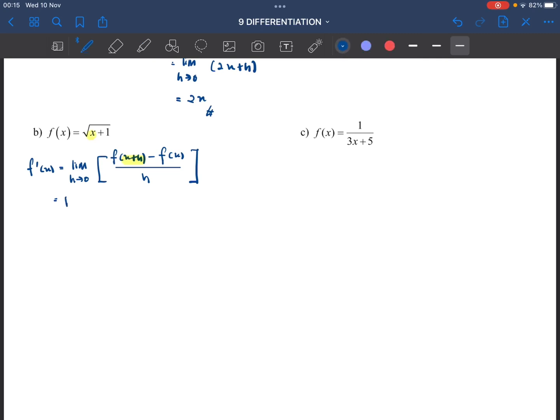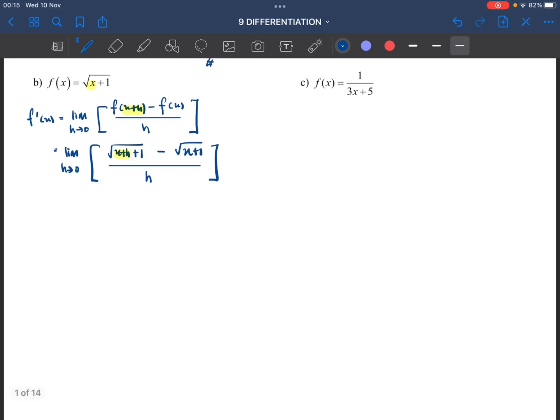The expression is going to be like this: square root, x replaced with x plus h, so it's going to be square root of x plus h plus 1, minus f(x), which is square root of x plus 1, over h. Okay, so now back to limit.